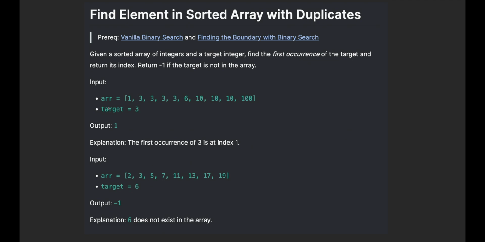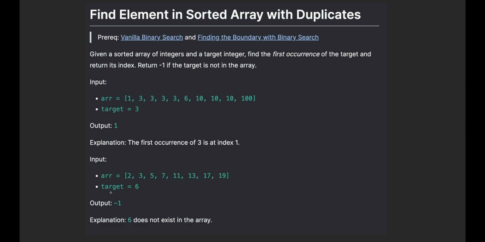Looking at the first example, we have an array of integers and a target element 3. We have to return whether 3 is present in the array or not. We can observe 3 is present in the array, but there are multiple occurrences of 3. So we will return the first occurrence, which lies at index 1. So the output is going to be 1.